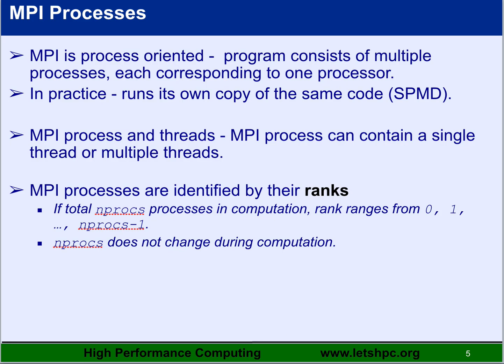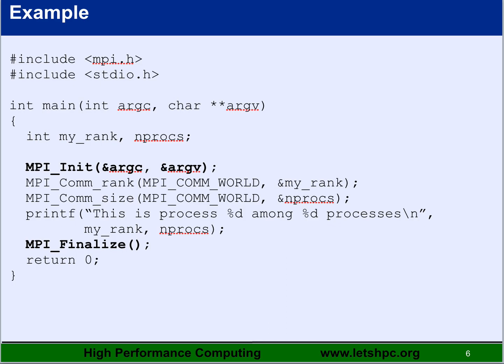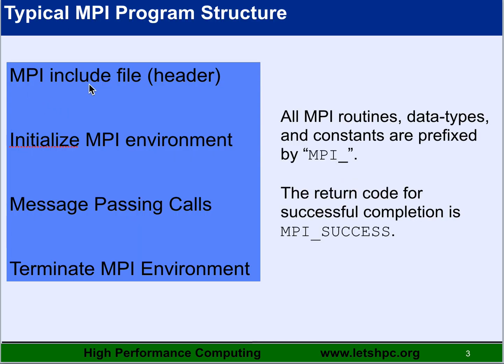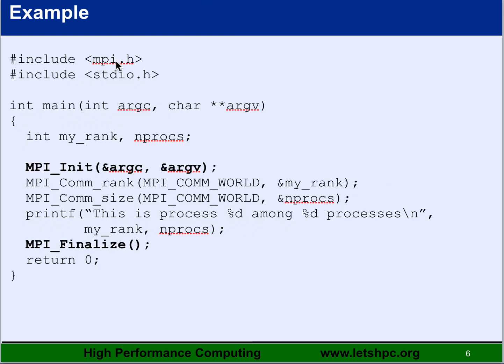Okay, now let's go to the first example. Here you can see the first part consists of the inclusion of the header files. That is what we discussed, the MPI include file, the header file. That is what you can see here, mpi.h. You need to include this header file so that these subroutines and functions can be utilized.